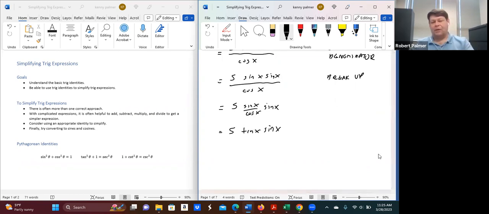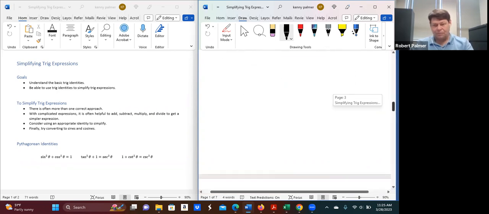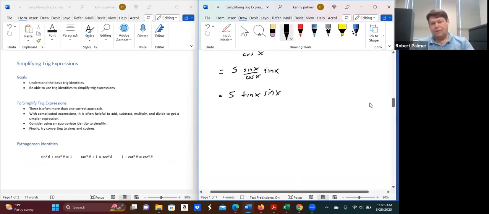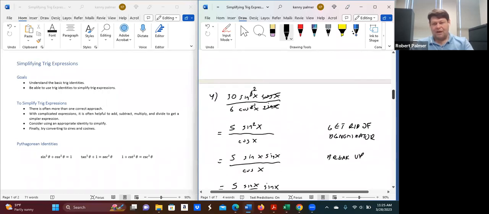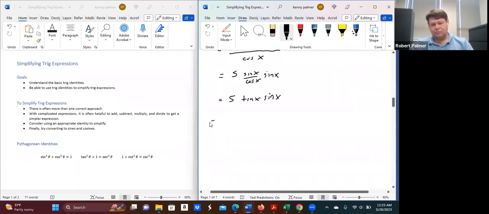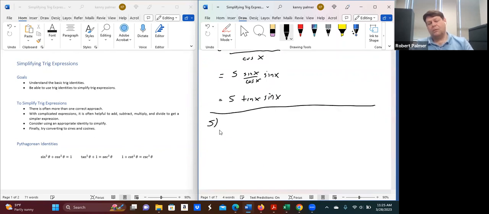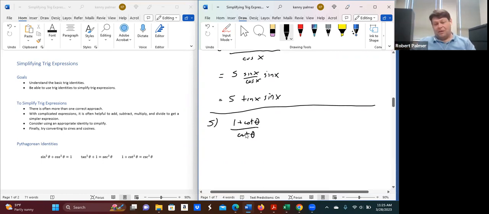Okay. All right, let's do one more example. We'll start here. This will be number 5. Let's say we have this: 1 plus cotangent of theta, over cotangent of theta. Now, once again, we want to try and simplify this, and also trying to simplify is going to help us practice with some of our algebra skills involving trig functions.